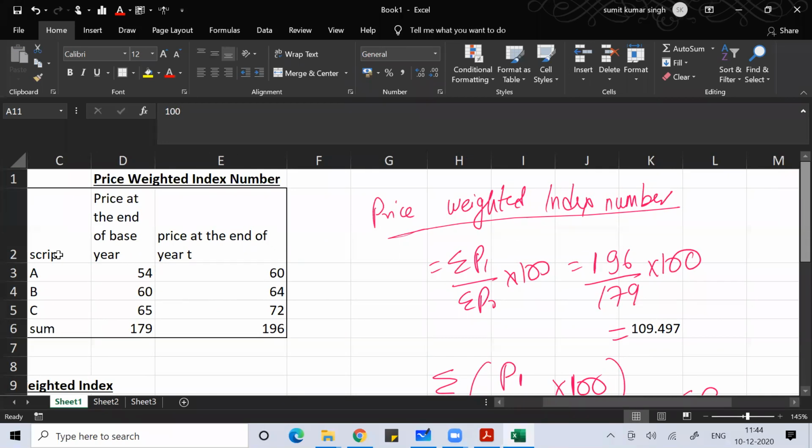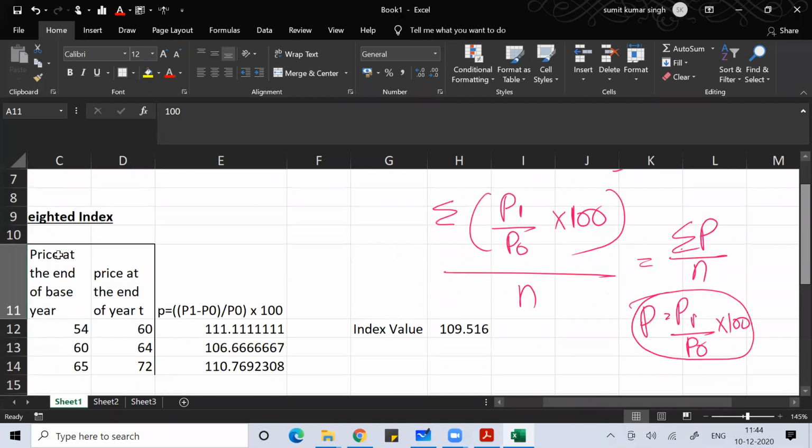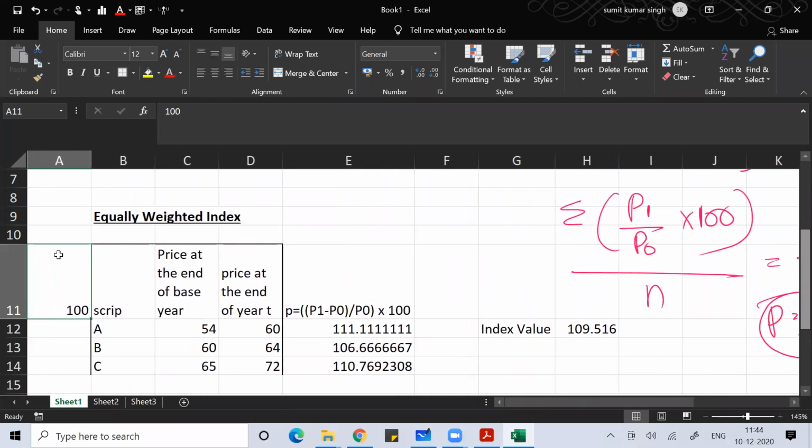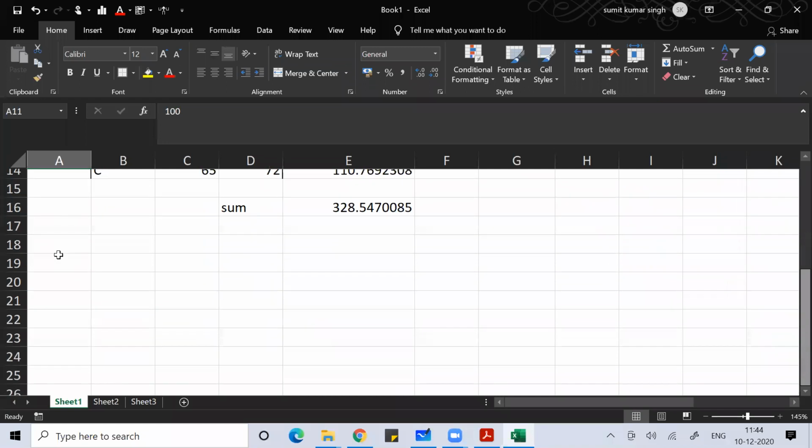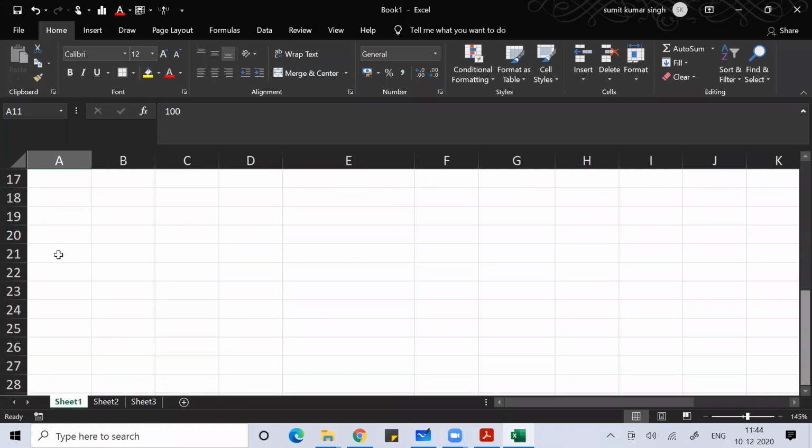So when we talk about index number, what are the methods of calculating index number? Either we follow the simple method or we follow the weighted method. In the simple method, two types are there: simple aggregate or simple relative. What you see, this price weighted index number, is an example of simple aggregate, and equally weighted index is an example of simple relative. Everyone okay? Now going further.